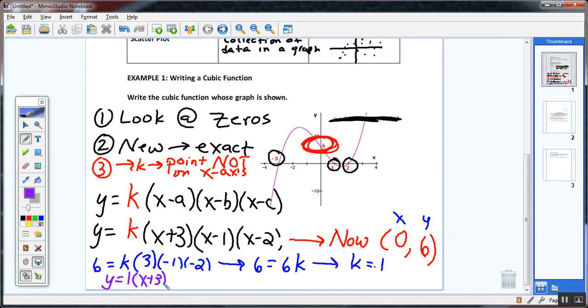I have a question. You want me to multiply this all the way out, or you want to leave it in this form? I say leave it too. There it is, right down here.